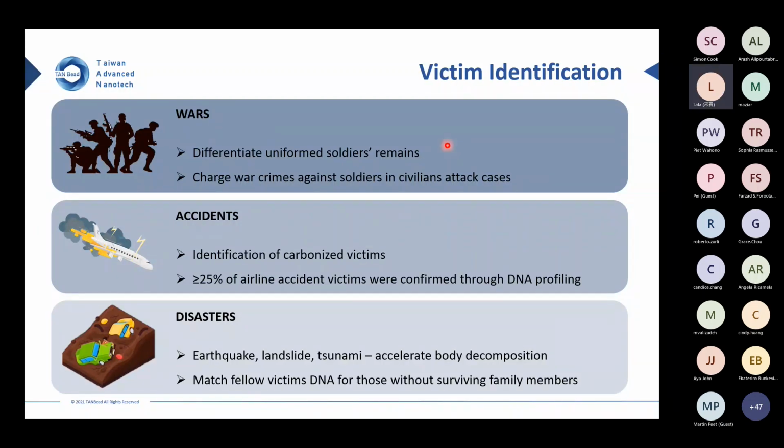So we might be looking at the bodies of civilians and search for the DNA remains of the soldiers that attacked them in order to charge war crimes against these particular soldiers.